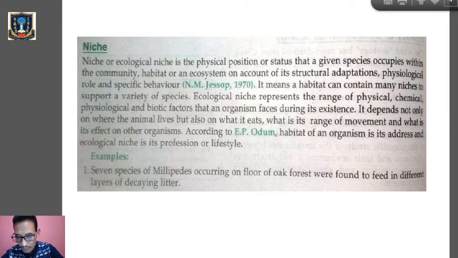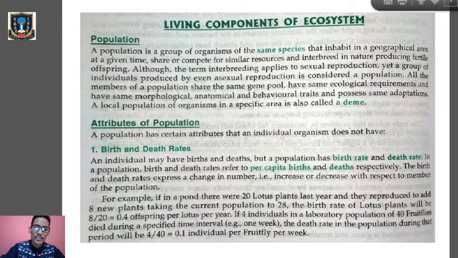Now we will go with the next topic, that is living components of the ecosystem, and under this one you have to go with the population and the attributes of populations. Within the chapters most of the topics have been removed, so kindly follow the new further reduced syllabus. I have been telling you continuously in class about this. So go to the syllabus. In this chapter also most of the topics have been removed, so kindly follow the new syllabus.